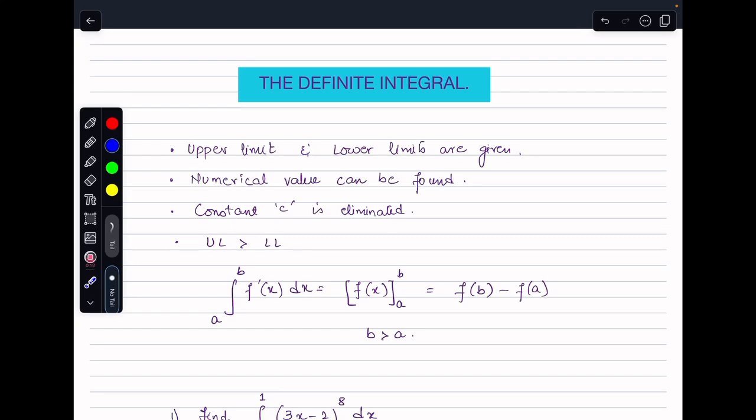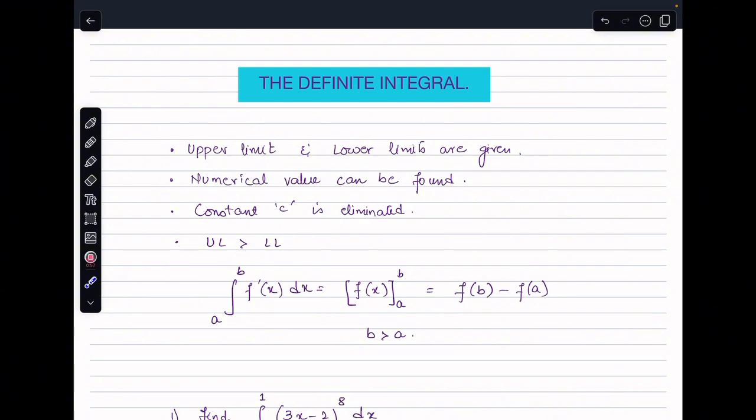So, definite integrals, let's see the key features in definite integral. Upper limit and lower limit are given. In definite integrals, if I have the integral, then I should be having a and b, where a is my lower limit and b is my upper limit. Definite integrals are used so that we shall be getting the numerical value of the integral. A numerical value can be found if we have the upper limit and the lower limit, and then the integral becomes a definite integral here.